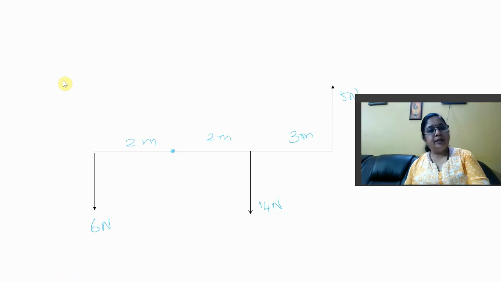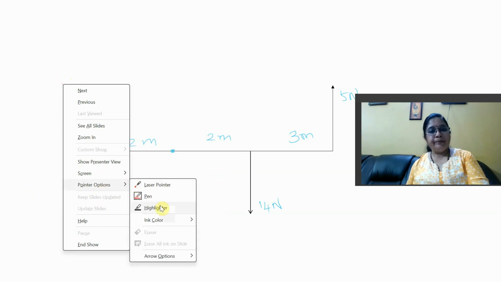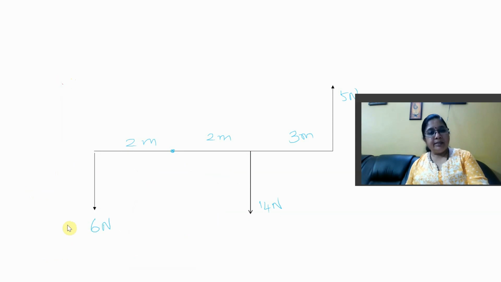Okay, let's consider the example of moment acting about a point. There are three forces here. Let me consider this as force 1, this as force 2, and this as force 3. We always have to calculate the moment of a force about a pivot. So this is the pivot P. Now let me take force 1. I'll call it M1. M1 is F1 into D1. F1 is 6 and D1 is 2, which is 12 Newton meter.